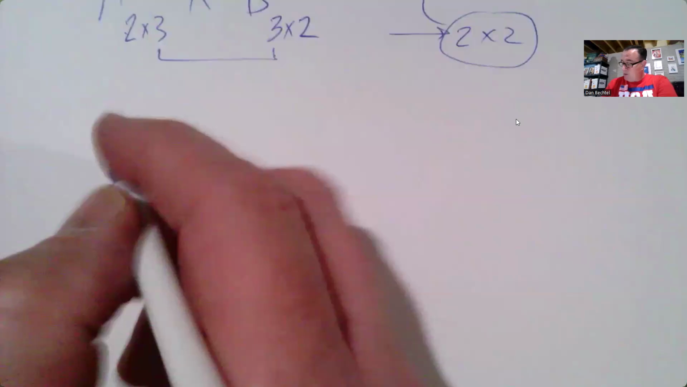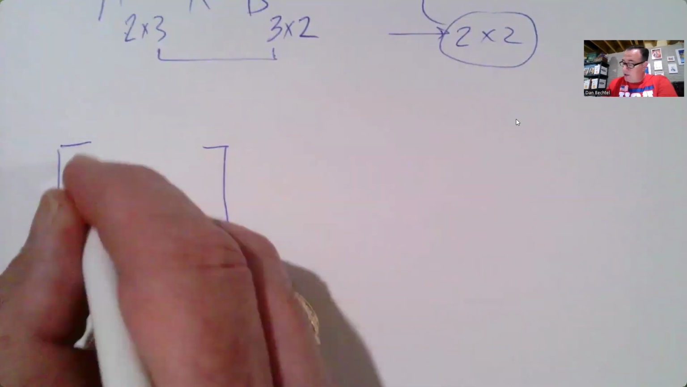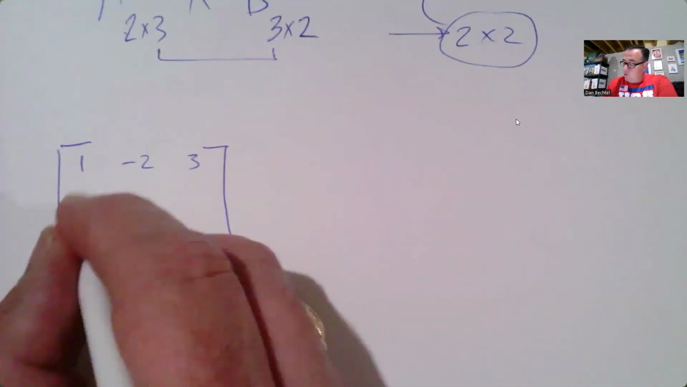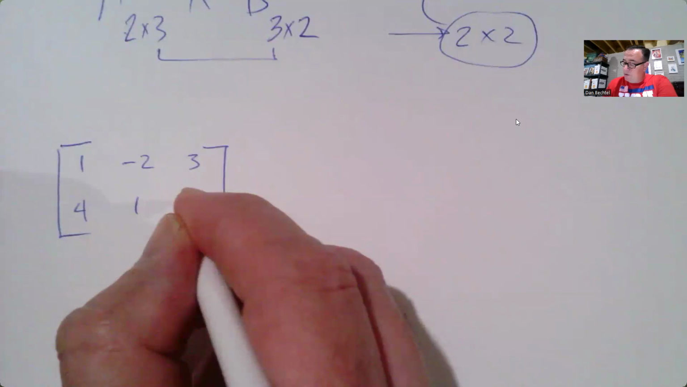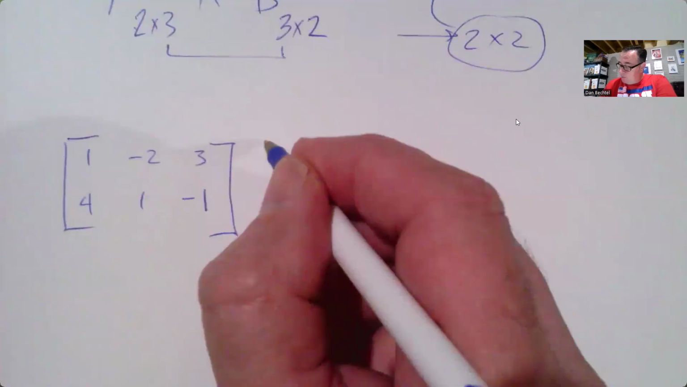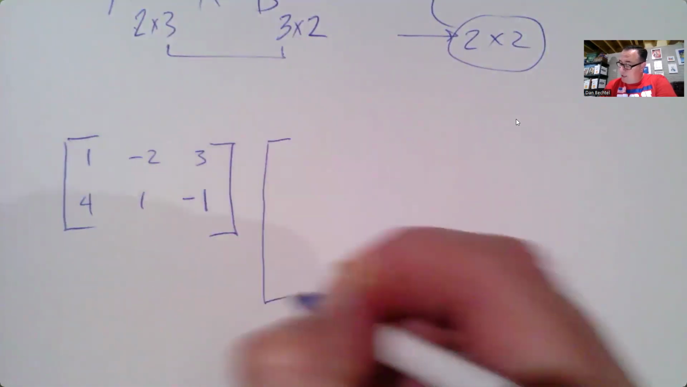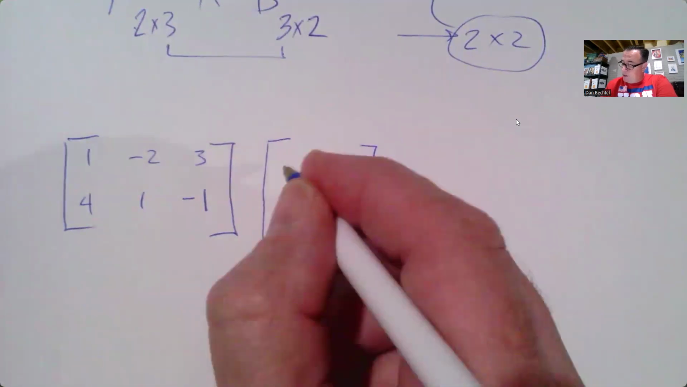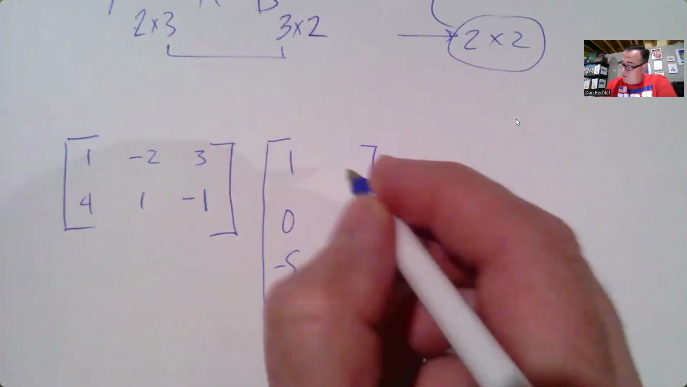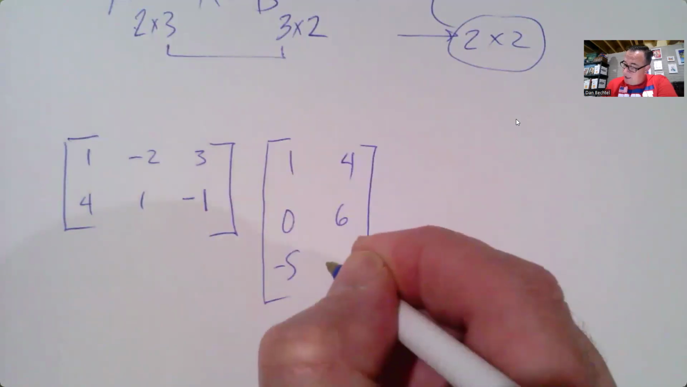Now, I'm going to make these and show you what we're going to do with this. When we do a 2 by 3, it's going to look like this to start. So again, 1, -2, 3, 4, 1, -1. I'm making them small again. So that's the 2 by 3. Now I need a 3 by 2 that I'm going to multiply it by. And I'm going to go 1, 0, -5, and then 4, 6, and -2.